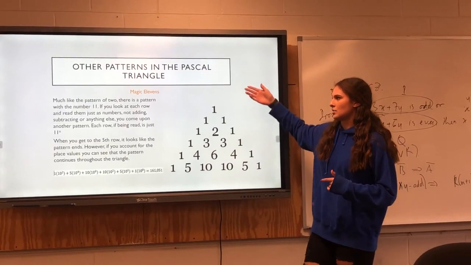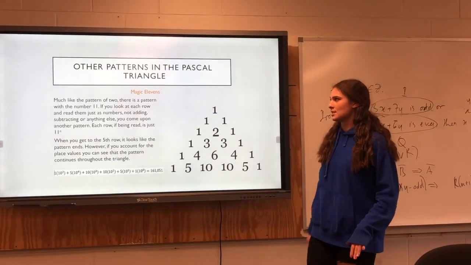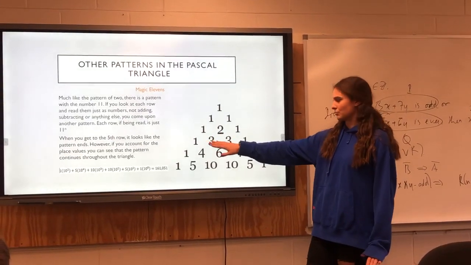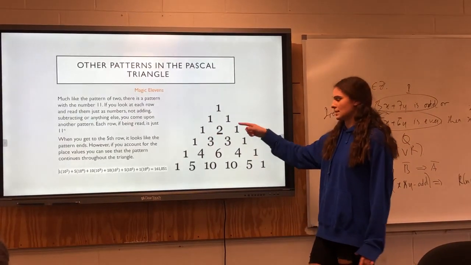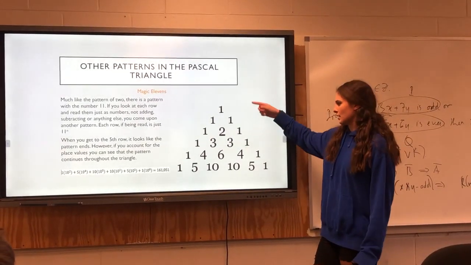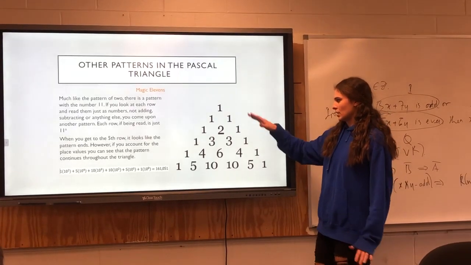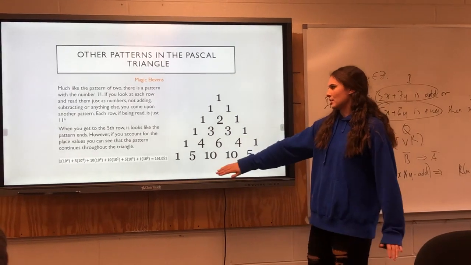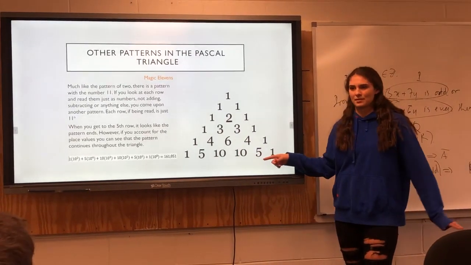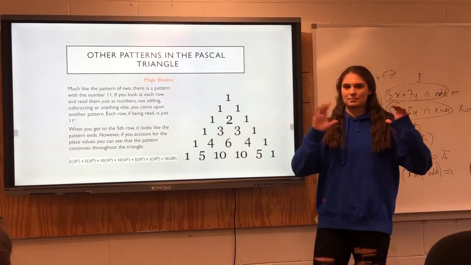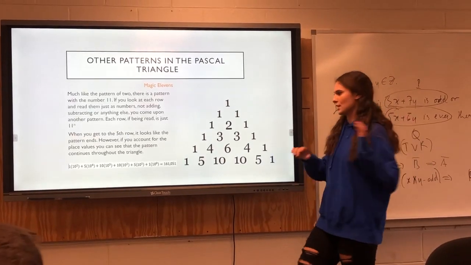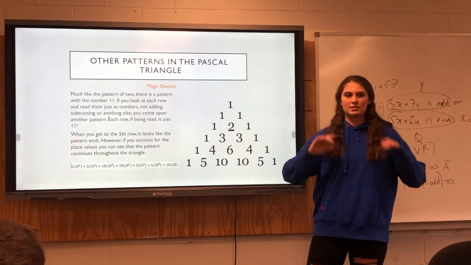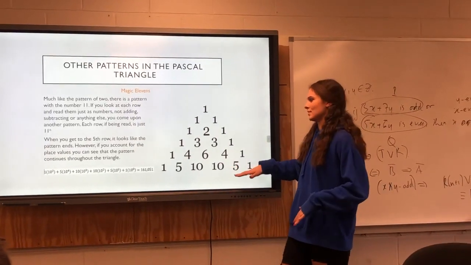And with that, there are also the magic 11s. If you just look across the rows and read them as numbers, 121 is 11 to the 2nd power, and it keeps on following 11 to the nth power. But when you get to the 5th row, you're like, okay, that's not 11 to the 5th power. That's because they're not accounting for the place values. If you account for the place values, the triangle still continues on. It doesn't give up at the 5th row, it keeps on going.